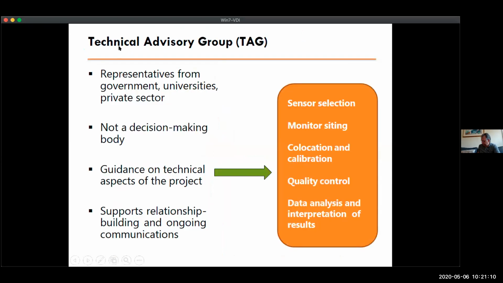A technical advisory group can also be really helpful to help guide some of the more technical aspects of the project, even though they're not a decision-making body. And this is how you can engage government, universities, the private sector, specialists in the work, and support ongoing relationship building communications with these stakeholders. Next slide.